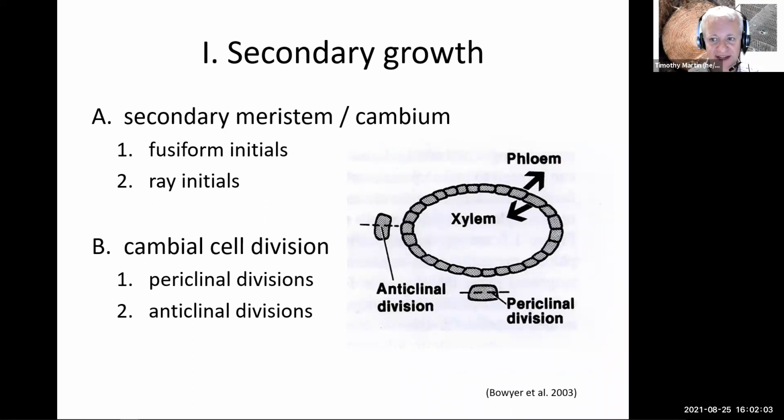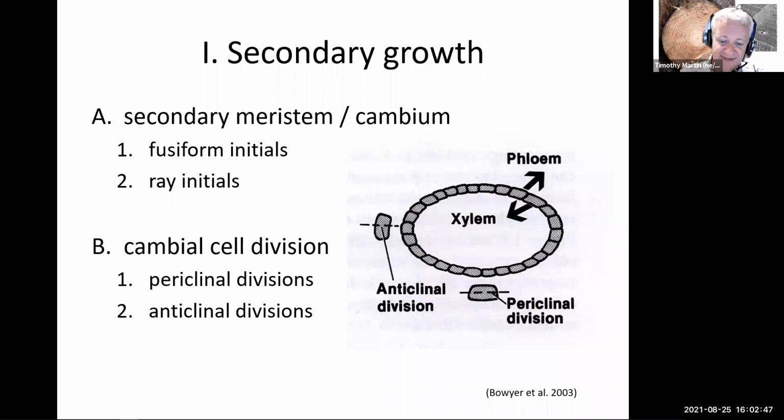There's two kinds of cell divisions that occur in the vascular cambium. There's periclinal divisions, which are divisions along a plane parallel to the surface of the stem that produce new xylem cells to the inside or new phloem cells to the outside. So those are periclinal divisions. Whereas anticlinal divisions are cell divisions that occur along a radial plane. And those divisions basically produce new vascular cambium cells, so new fusiform initials or new ray initials.